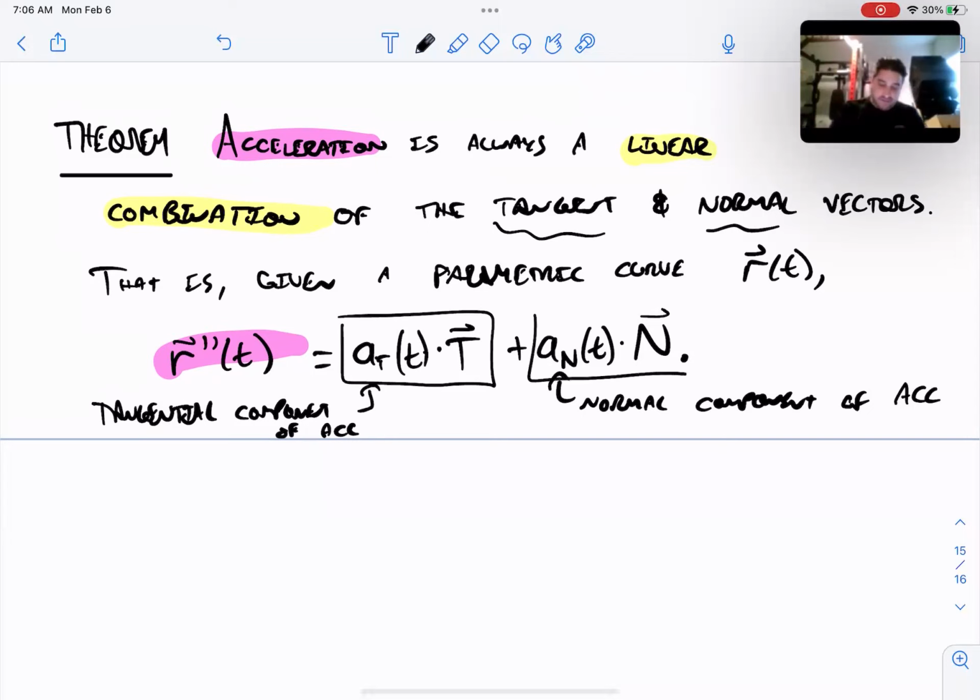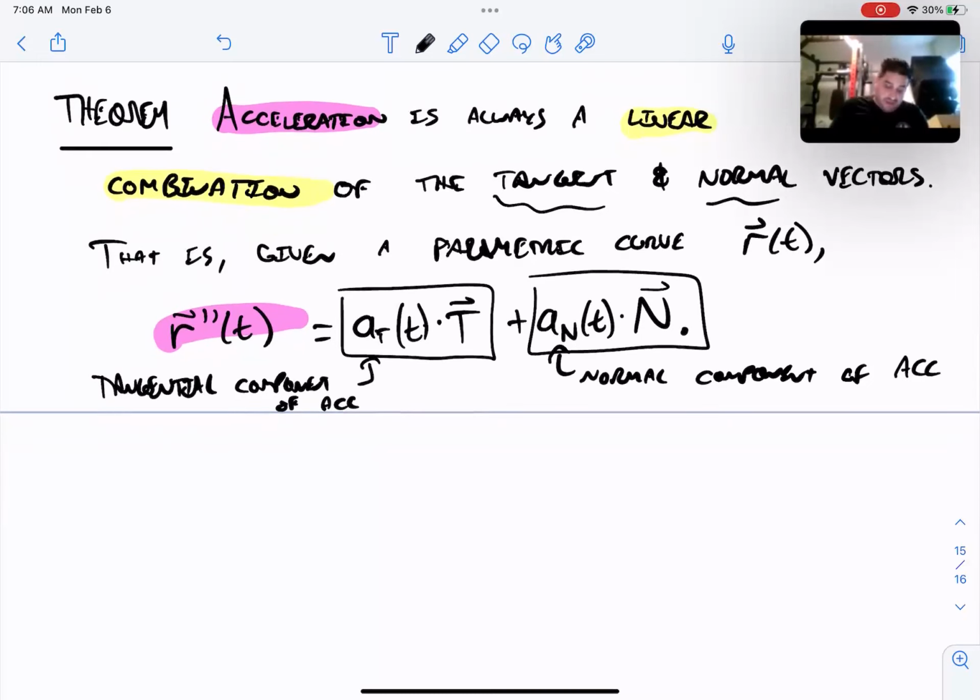The extreme opposite would be the normal component of acceleration. That means you can accelerate because you're turning. That's what's causing your direction to change. That's another way that you can accelerate. So these are the two types of acceleration. Acceleration is always composed of these two.